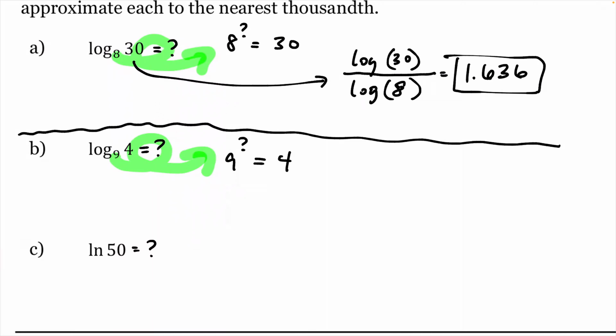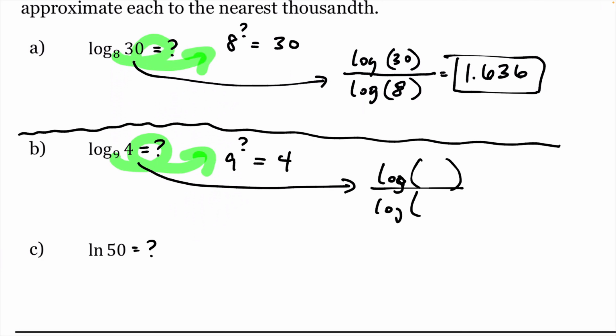Again, 9 to what power makes 4? Well, I know the square root of 9 is 3. That's close. That's 1/2. But to get closer, we would have to use the change of base. So log answer over log base. What do you get? Use your calculator.